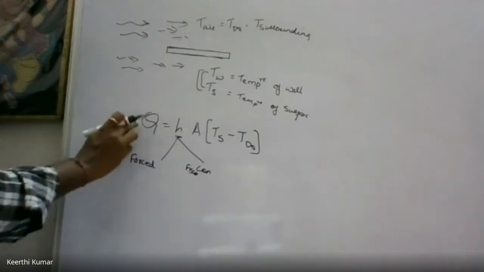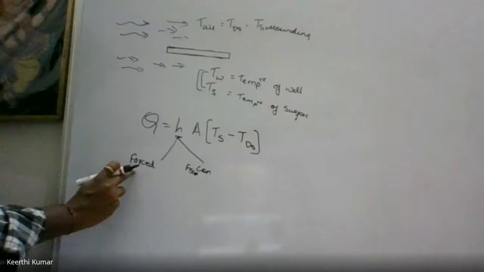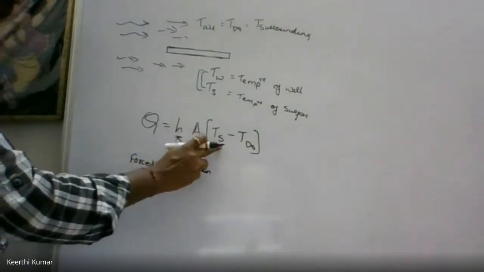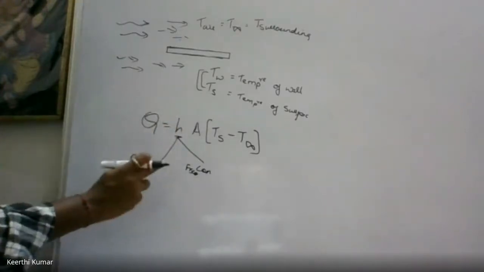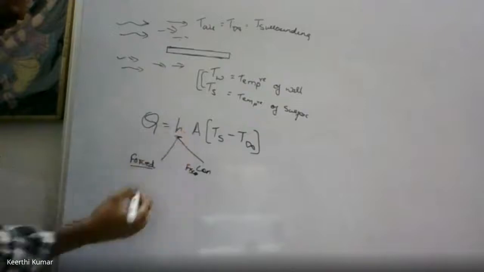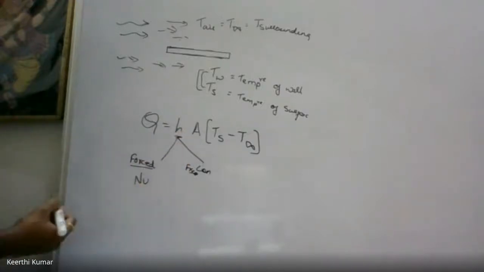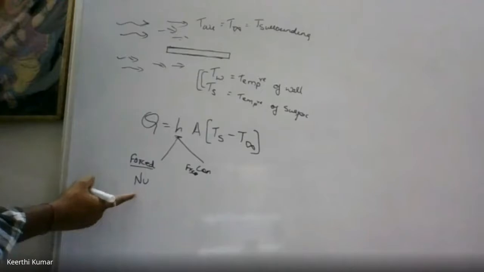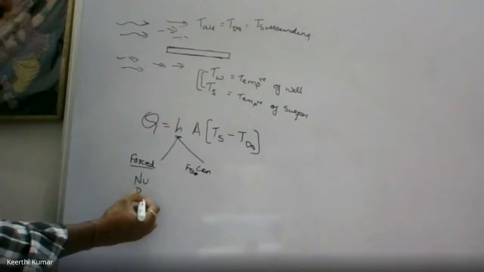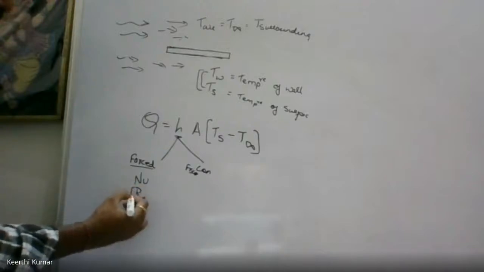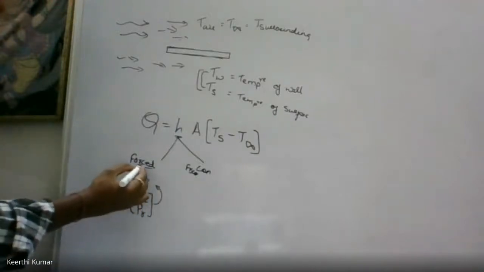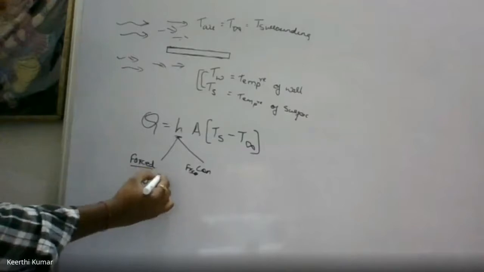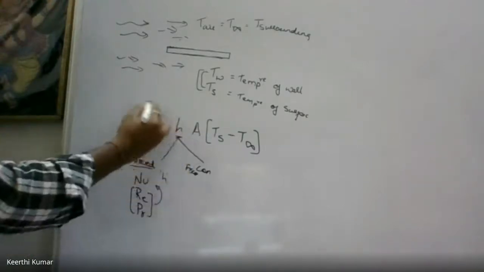That means, if you are asked to find out the Q for forced convection by providing the area, Ts and T infinity, you have to first find out h. So I can understand whether it is forced or natural convection. If it is forced, to find out h, we have to find out the Nusselt number first. The formula for Nusselt number, I'll show you where it is available. Through this, we have to find out Reynolds number and Prandtl number. These two numbers we first find out and substitute in the formula of Nusselt number. We will get the value of h, and that value substituted here gives Q.